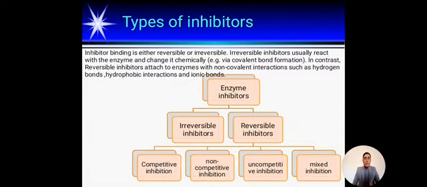Here are the types of inhibitors. Enzyme inhibitors are divided into two types: irreversible and reversible inhibitors. Reversible inhibitors are classified again into four types: competitive, non-competitive, uncompetitive, and mixed inhibition.